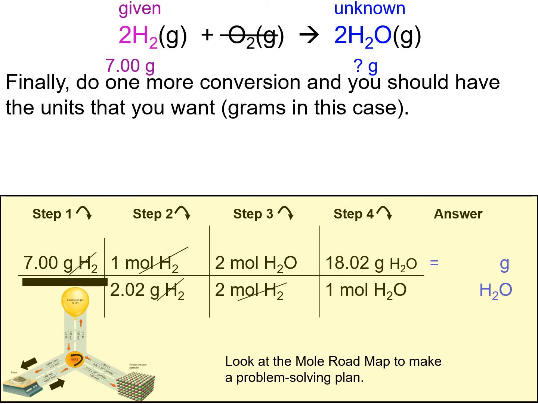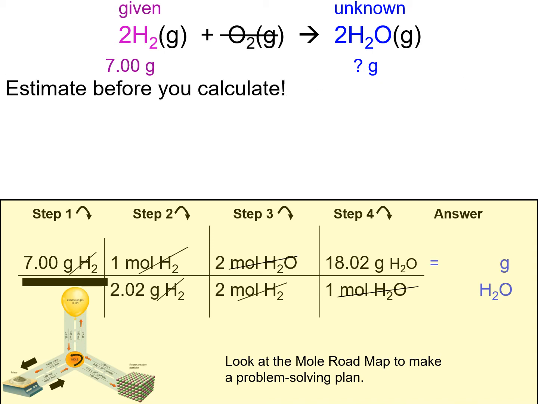In step 4, the mole roadmap tells us to convert from moles to grams. We have to put 1 mole on bottom and molar mass on top. In this problem, you have to supply the specific information. So you put 1 mole of water and you put the molar mass of water, which is around 18 grams. Now all we have to do is cancel out our moles of water on top and bottom and do a little math.